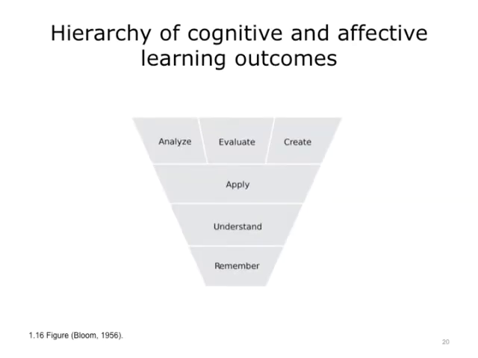In this diagram, you can see the hierarchy of cognitive and affective learning outcomes. Starting at the bottom of this pyramid, you see remember, which is really just basic knowledge, moving up to understanding, application of the knowledge, and the top level, analyze, evaluate, and synthesize, or create new knowledge.